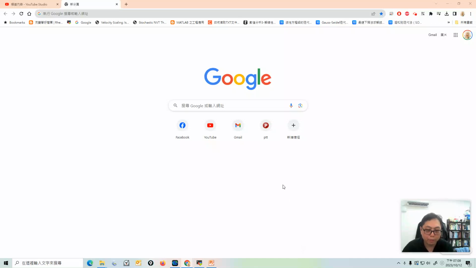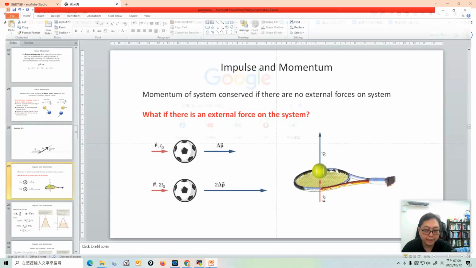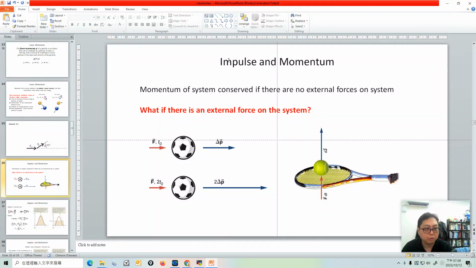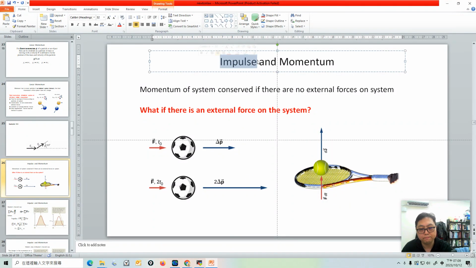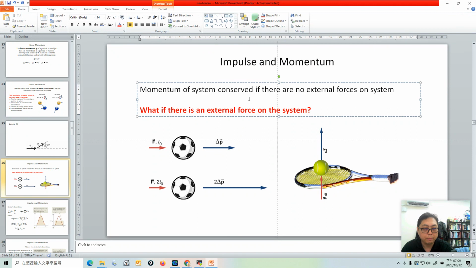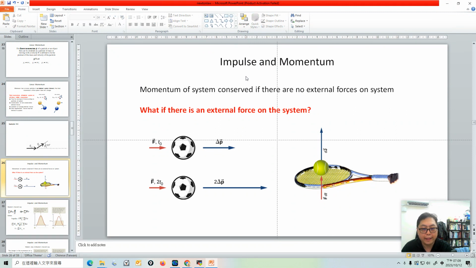Hello everyone. In this video, I'm going to talk about momentum a little more. I will introduce what is called impulse. Because in the previous video we said that if your system is isolated, your momentum is conserved. Isolated means there is no external force. But what if your system has external force?